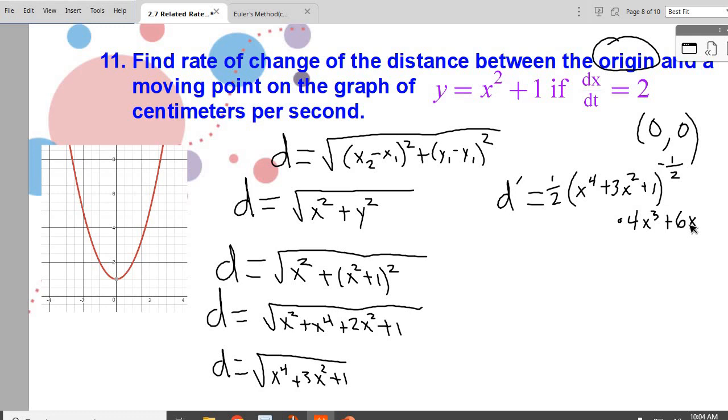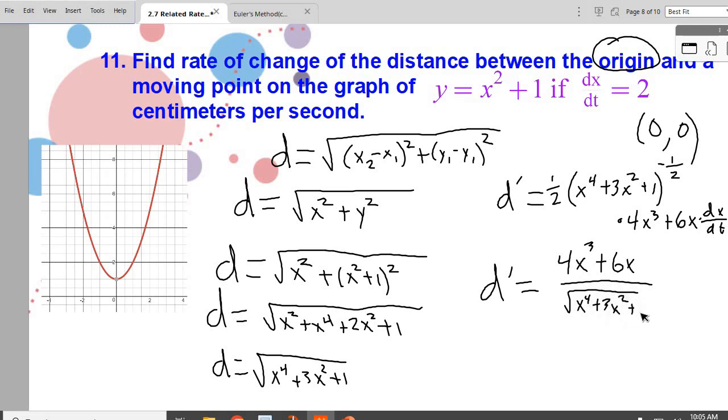I'm missing something. dx, times dx/dt. Yeah, there we go. Because technically it's a double chain rule, right? It's just we don't actually see the doubleness part. But because I have an x there, my x is in terms of t's, I gotta multiply by dx/dt. Now, what do we know that dx/dt is? 2. So 2 times 1/2 is gonna give us what? 1. So I'm gonna move my 4x cubed plus 6x to the top. Again, remember all of this is multiplication. I just ran out of room. And then on the bottom is going to be the square root of x to the 4th plus 3x squared plus 1. And that's my answer.